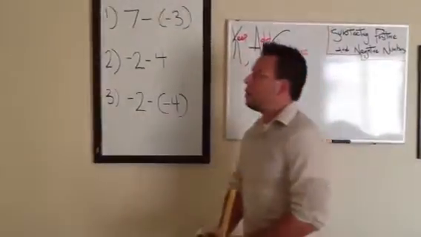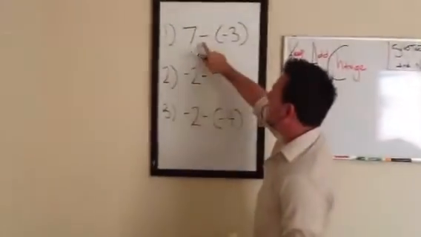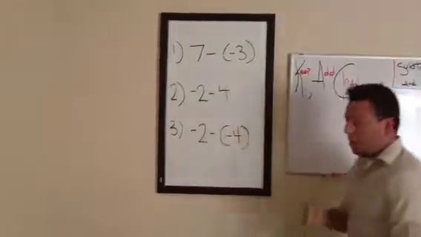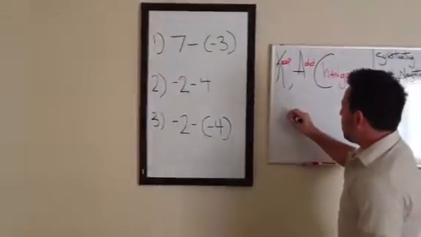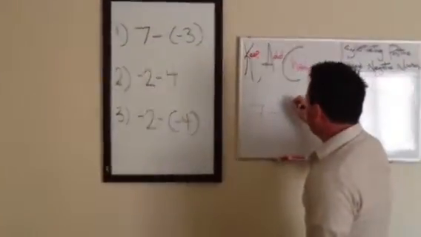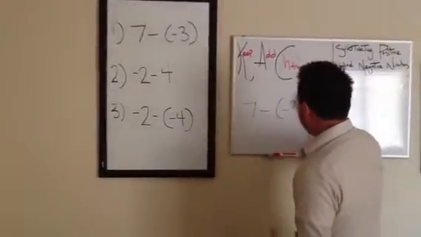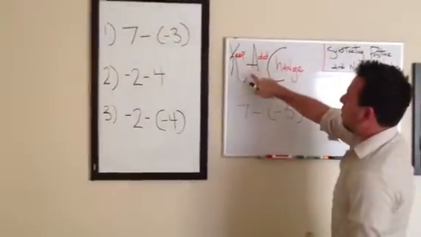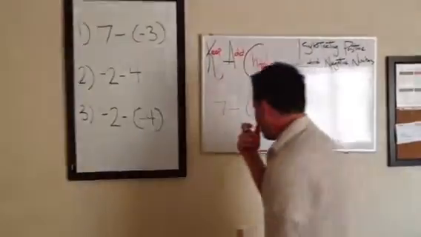All right, so let's work out a couple problems. Number 1, 7 minus negative 3. So you're going to do this thing called keep, add, change. See right here, keep, add, change. Let me show you how that works.